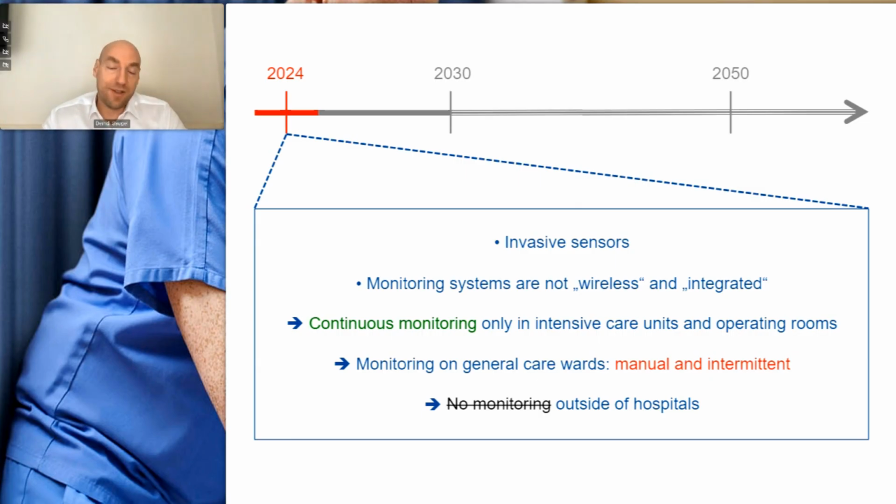If we think about how we monitor our patients today on a general care ward, we need to say that most of this monitoring are manual intermittent measurements. Usually those are spot checks by nurses every 4 to 8 hours or once a shift. And if we speak about ambulatory patients outside the hospital, there is basically no monitoring today outside the hospital.